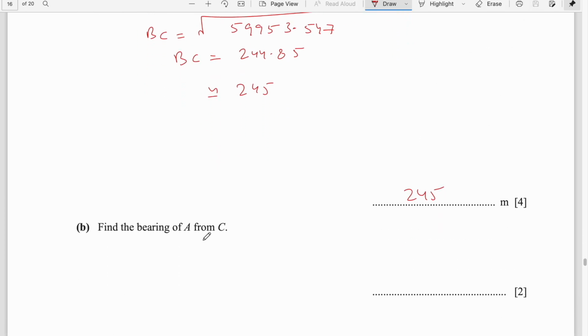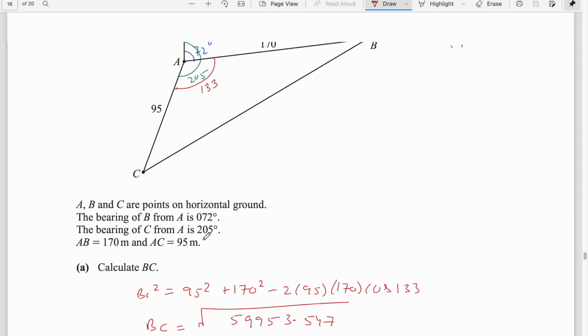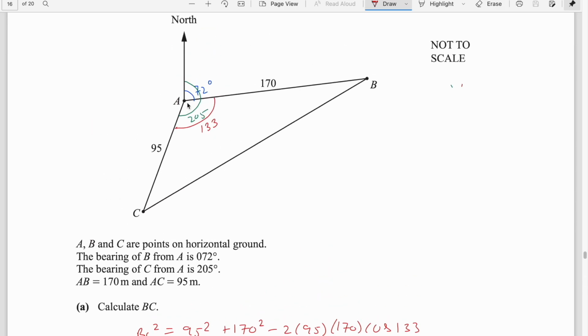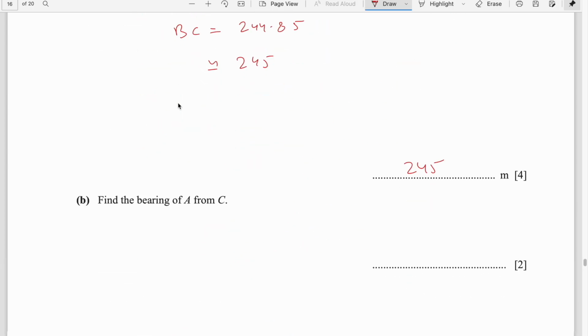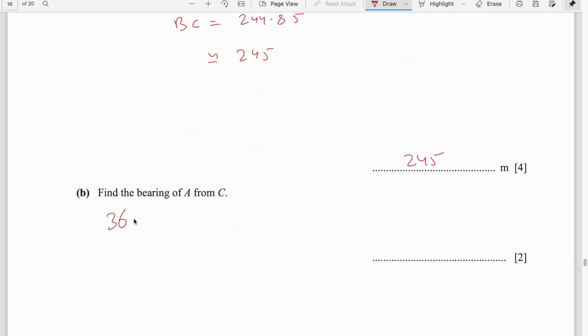Find the bearing of A from C. Okay, so we are finding this A from C, so I need all this angle. I have these two angles, I'm finding this, taking these two out of 360. So 360 minus 205, I'm left with 155. So when we have this angle as 155, we can find the bearing. Sum of these two is 180.